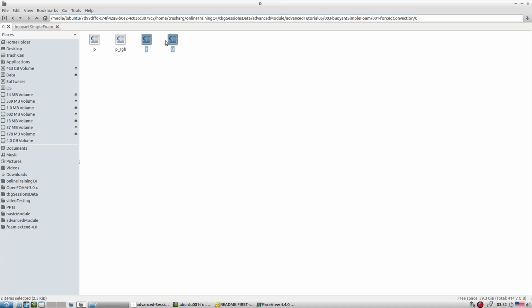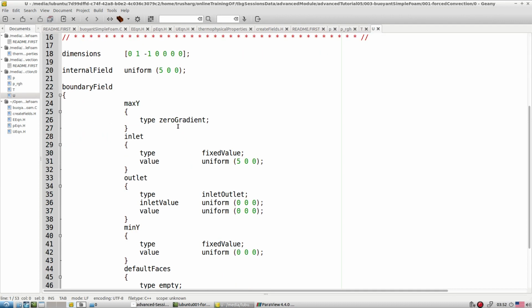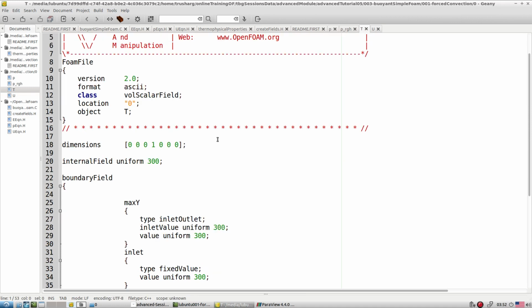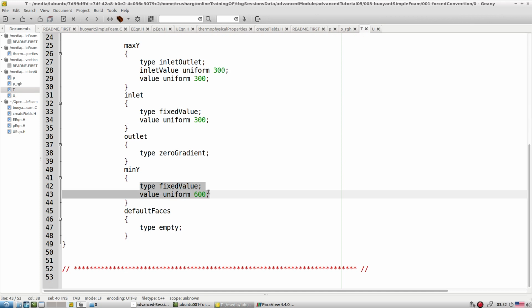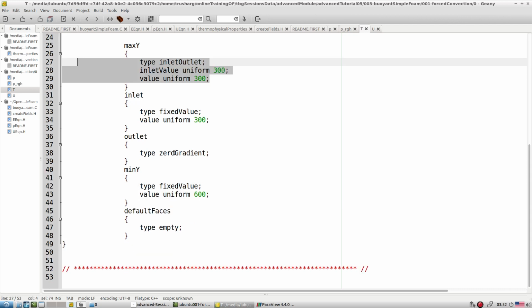So let's look at all these entries. First start with the velocity. Velocity: y max gradient conditions, top wall inlet specified value, outlet inlet-outlet value. Y min we say fixed value 0, it is a no-slip condition. Temperature: incoming fluid has a temperature of 300 degrees, hot wall has a 600 degree temperature, outlet zero gradient. And the top wall is min max, inlet outlet for temperature. So that is what we have.